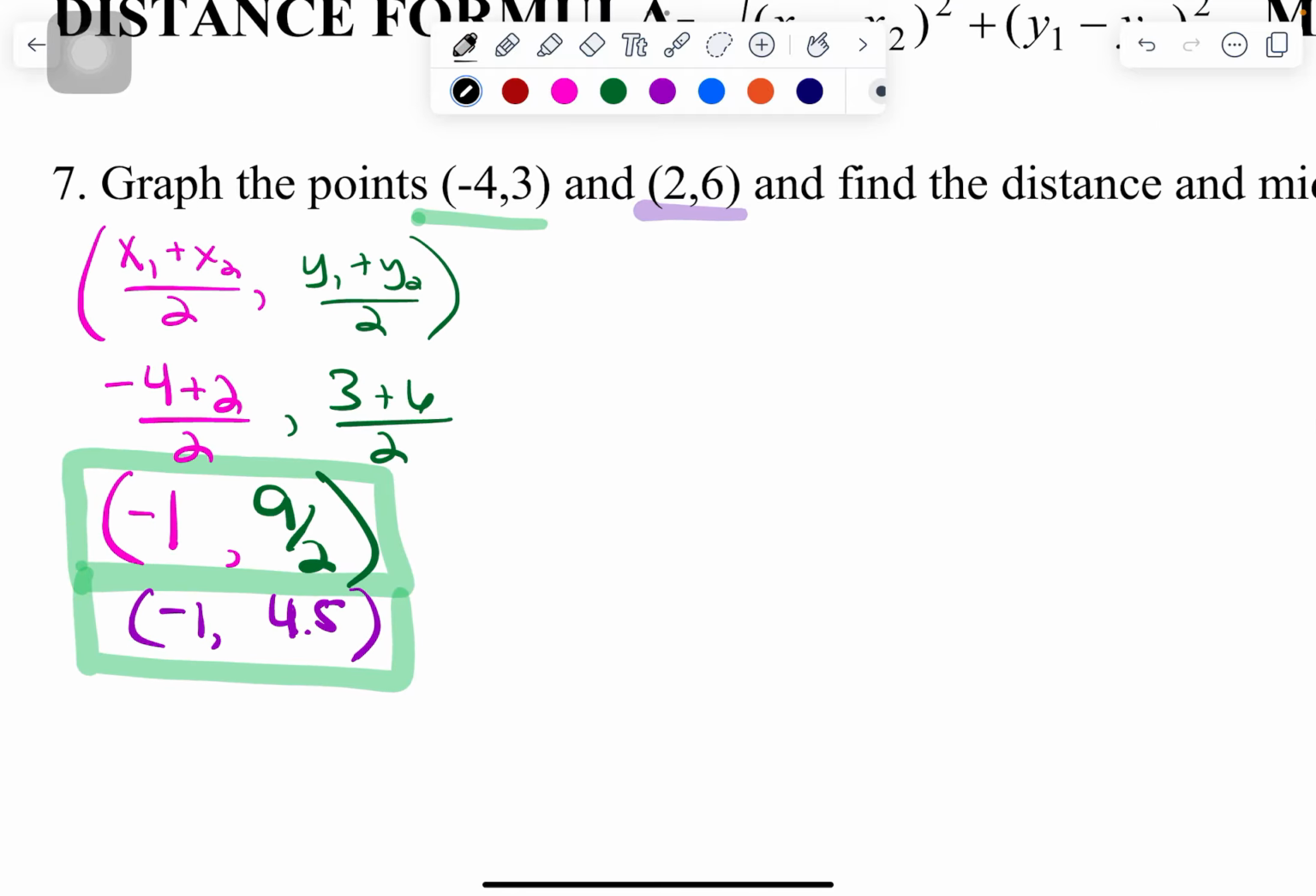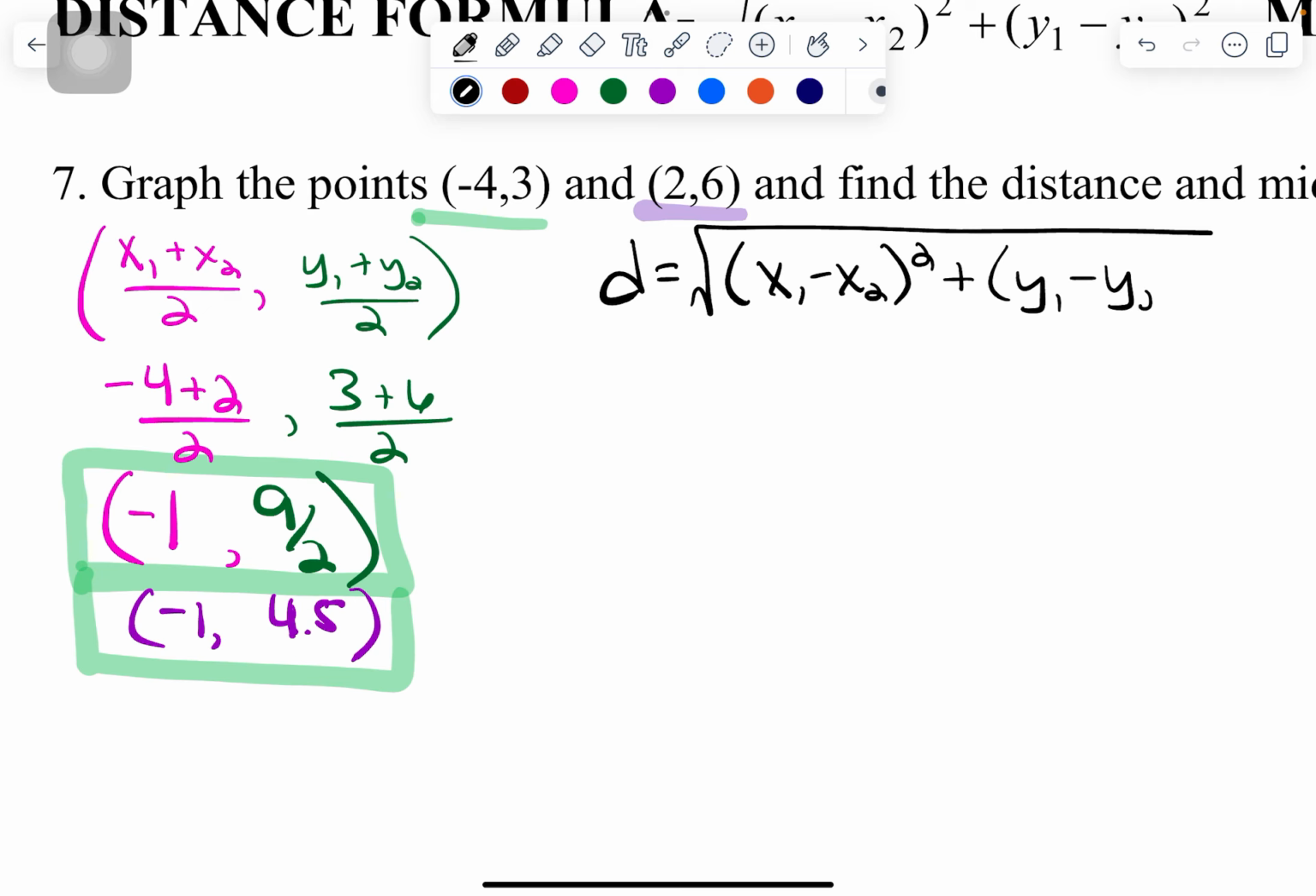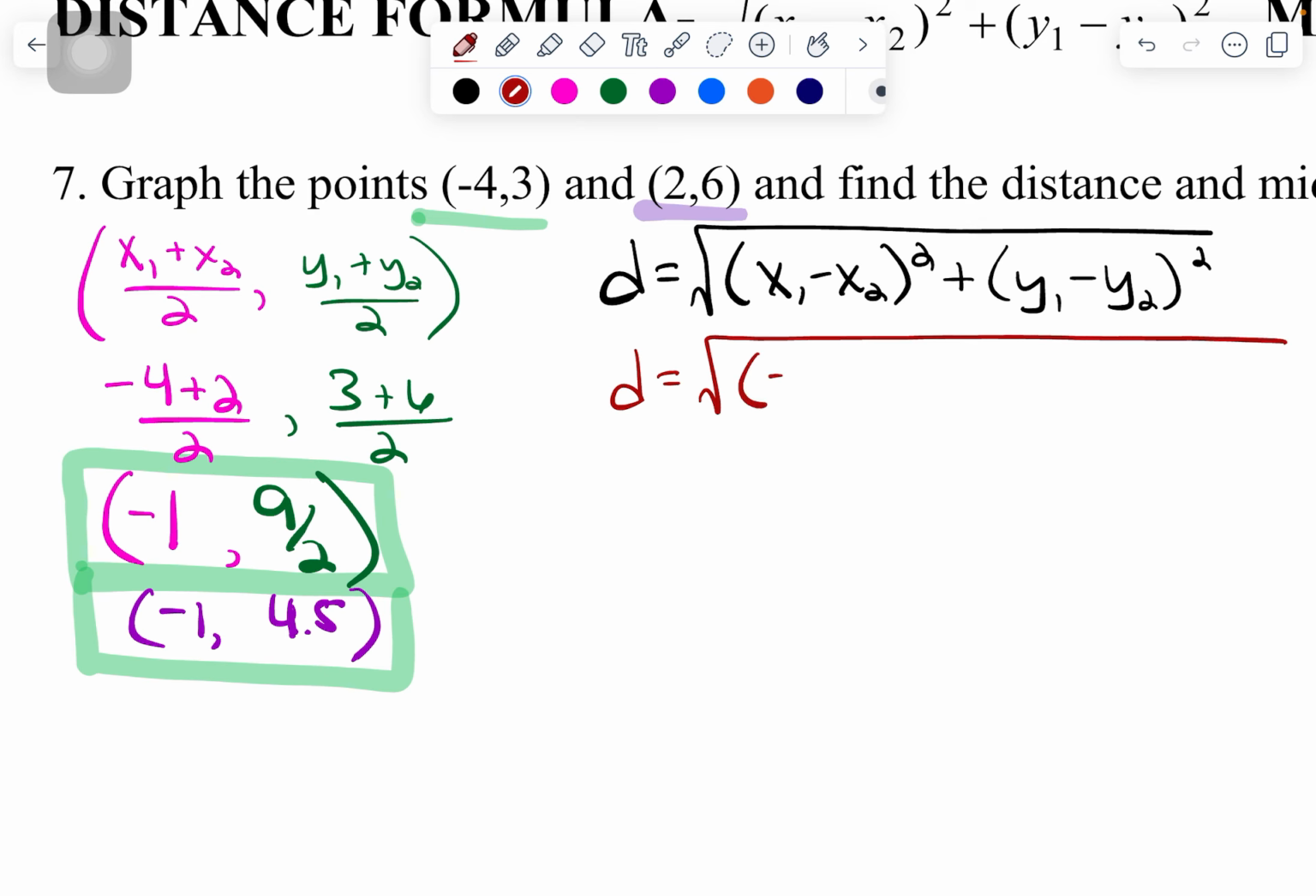So distance formula, distance is equal to, so we're going to do x1 minus x2 squared, plus y1 minus y2 squared, and all of that's under a big square root. So the difference in the x's, so big square root, I know I write huge. So first x minus the second x squared, plus the first y minus the second y squared.